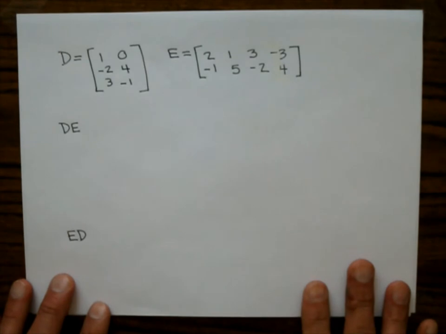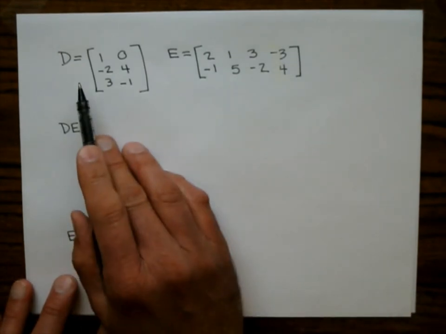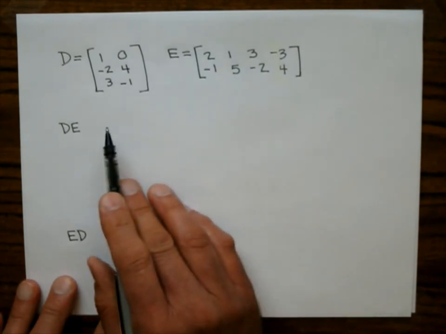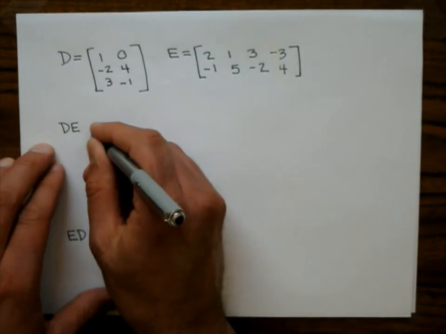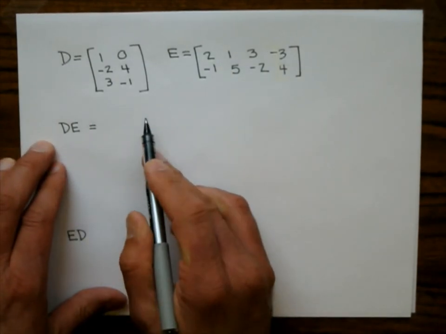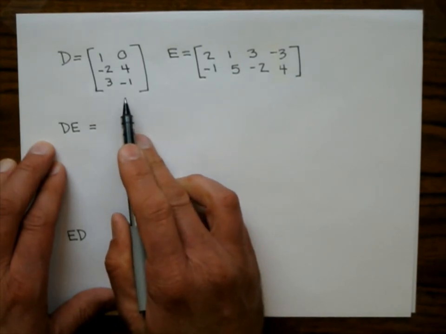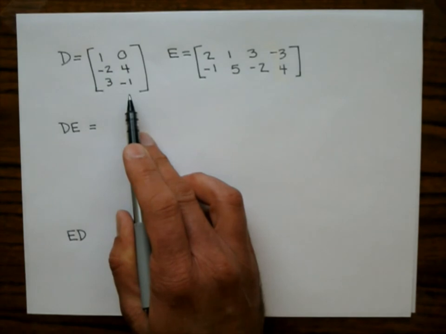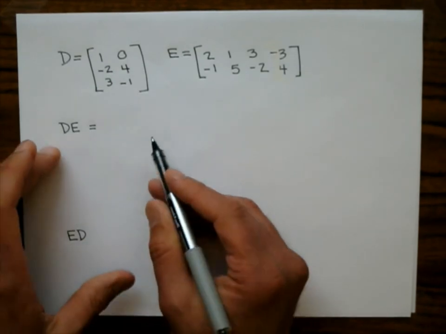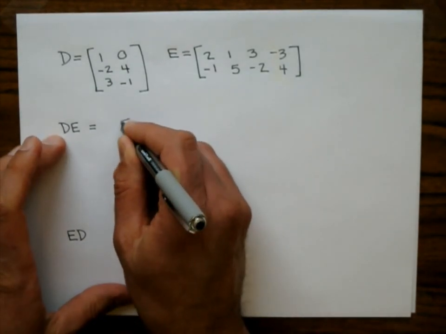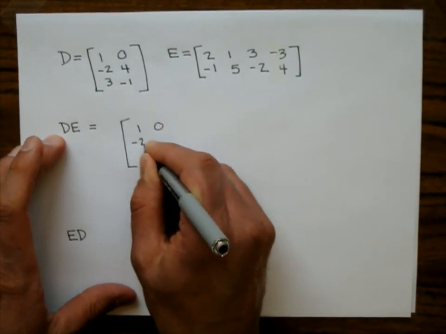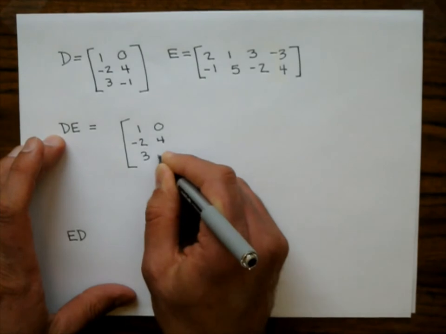Okay, so look at this. We have new matrices D and E. And so let's go ahead and multiply them together. Now, multiplication works differently. With addition or subtraction, the matrices have to have the same size. With multiplication, it's a little bit more complicated. So let's write these down and see what happens here. 1, 0, negative 2, 4, 3, negative 1.